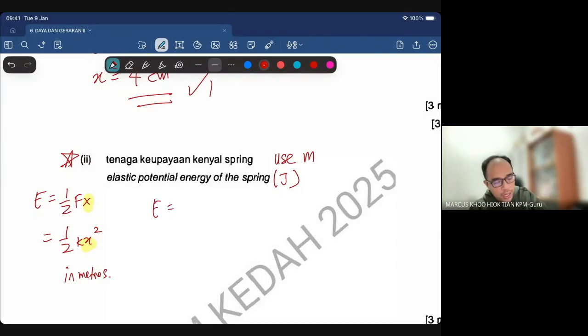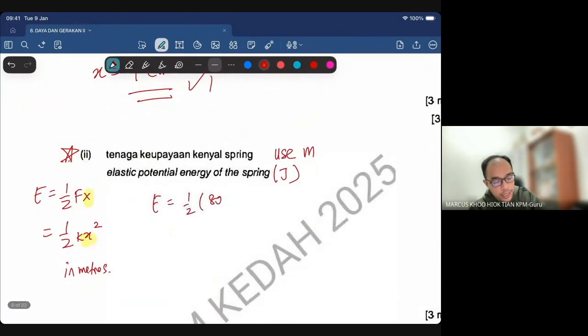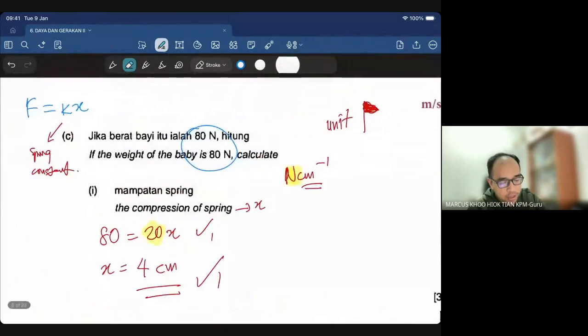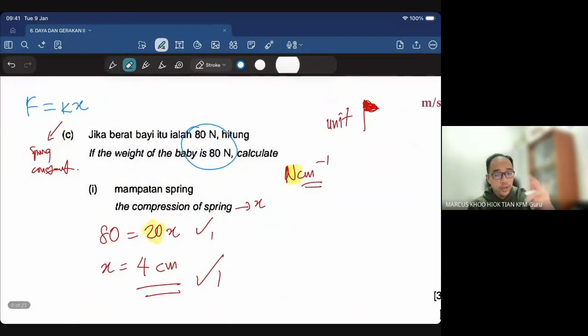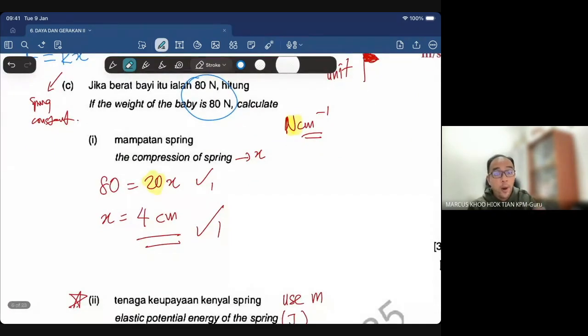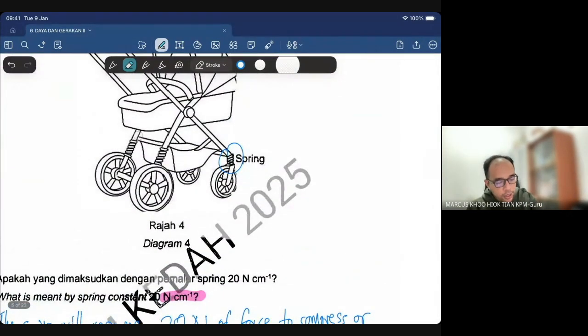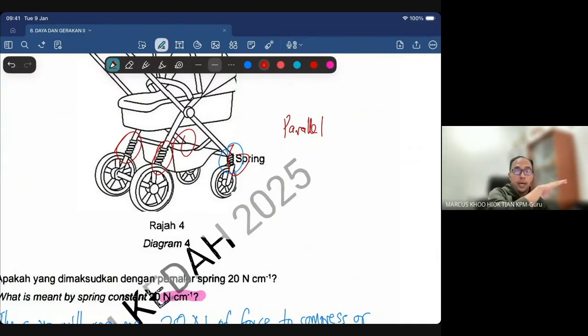So if I use half, our force is 80, our extension is 0.04. Sorry, let me backtrack first. I think it's the way the question is worded. I thought that it's talking about the total compression of all the four springs, but actually it's talking about that one spring. First of all, notice that this arrangement of springs is what we call a parallel arrangement, so we assume that all four compress at one go.